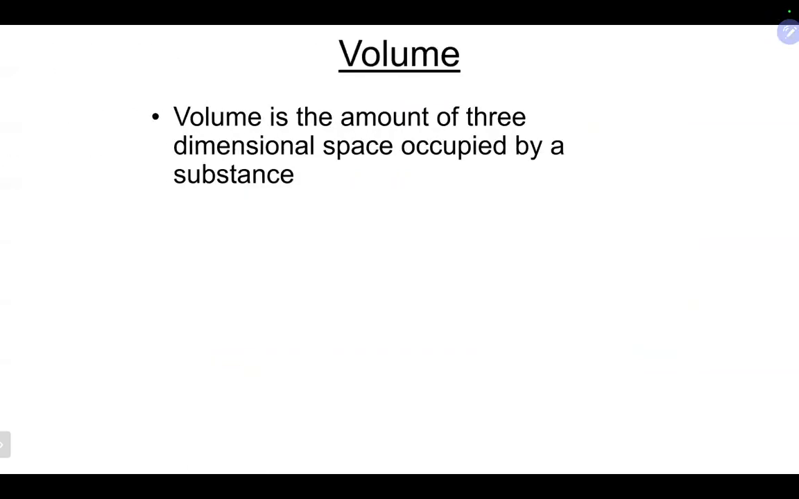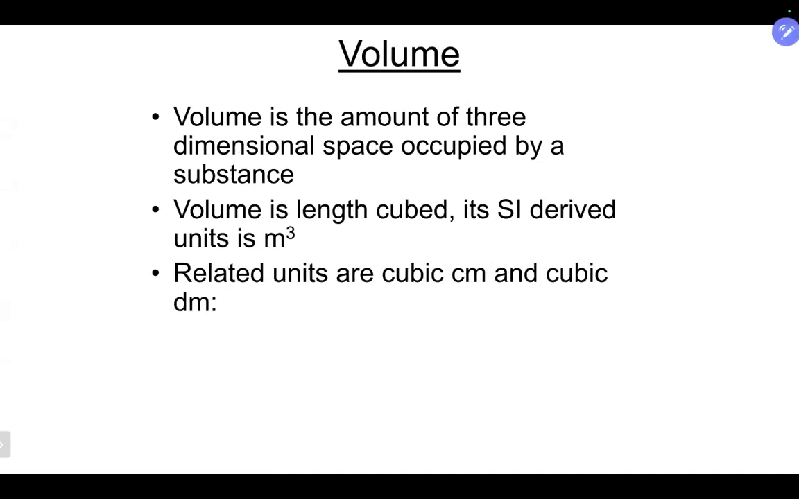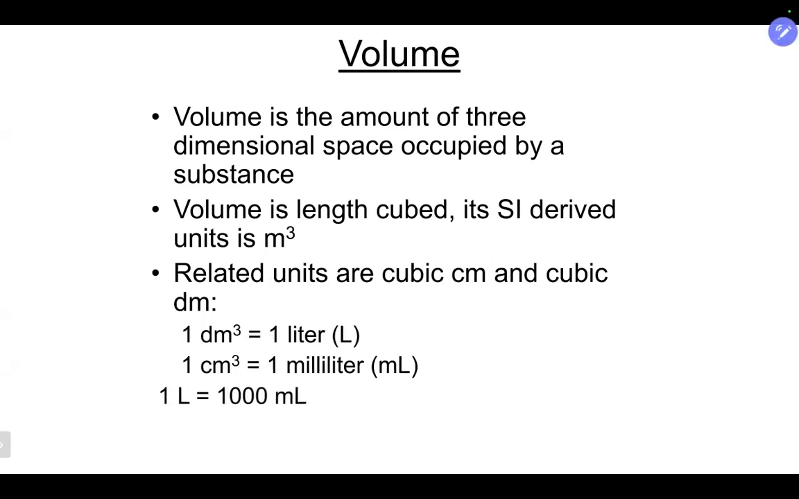So let's talk a little bit about some of the units that we see associated with volume. And again, there'll be some common units that we see. Volume is basically the amount of three-dimensional space that is occupied by a substance. Volume is length cubed. The SI unit is meters cubed. We really don't use meters cubed all that much, but there are some relationships that we do use a lot and you need to know.